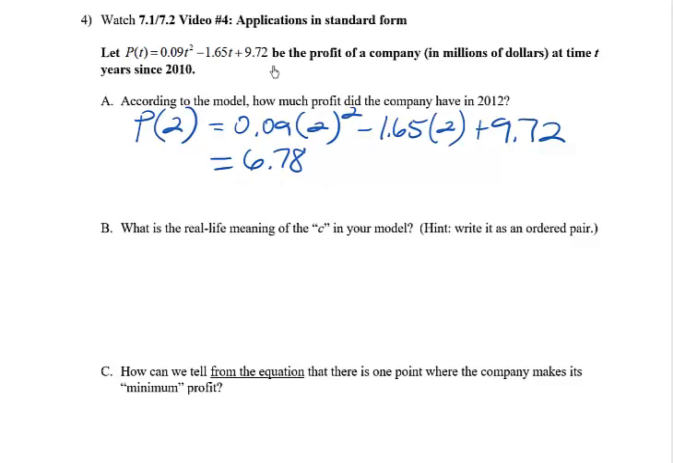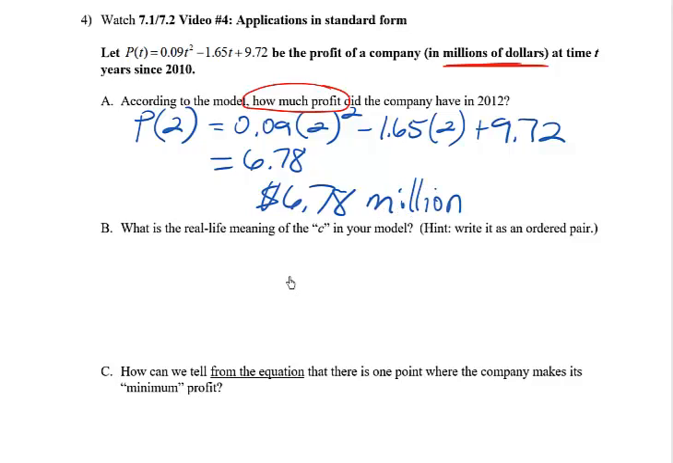Let's make sure we're answering the question. So we were supposed to give an amount of money. How much profit? Well, please don't say $6.78. I got to go back to the let statement and remind myself that that in fact means $6.78 million worth of profit. Let's take a look at the next part.